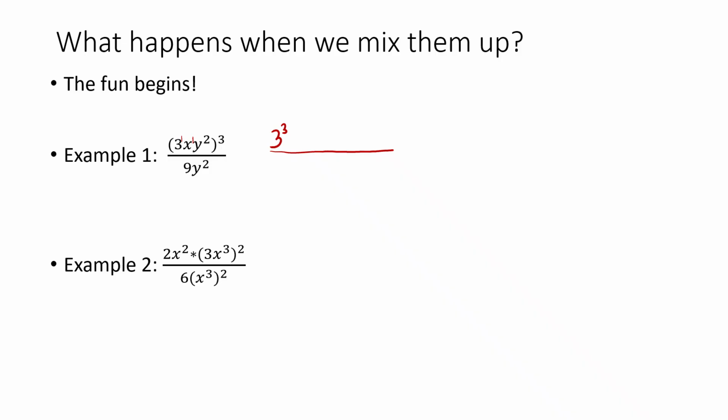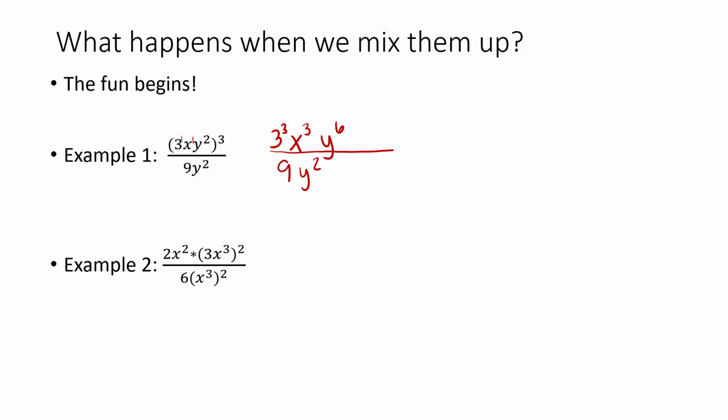And then you do the same thing with the x to the 1 times 3, which would give you x to the 3rd. And then y to the 2 times 3. 2 times 3 is 6. Okay, that's using the law outright.